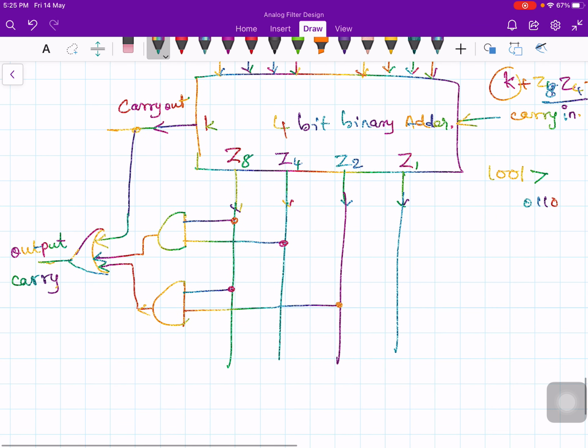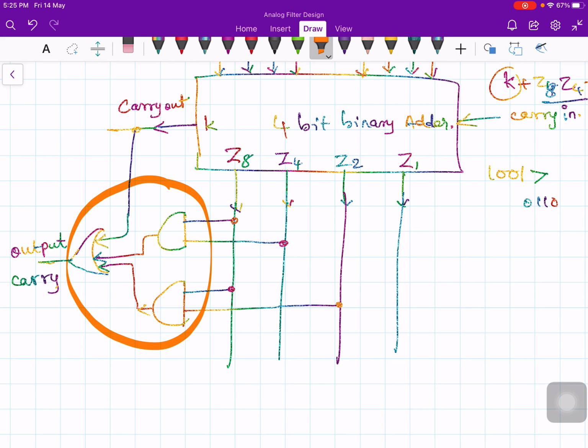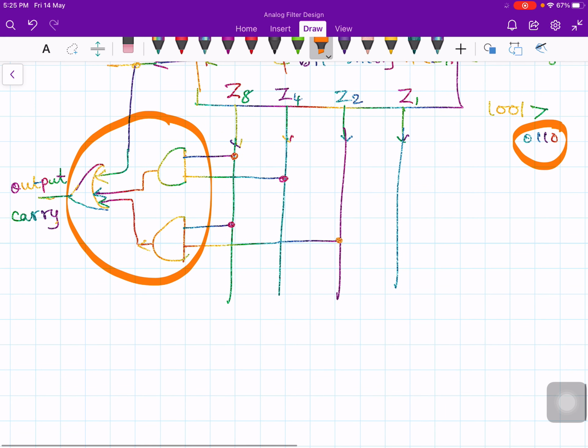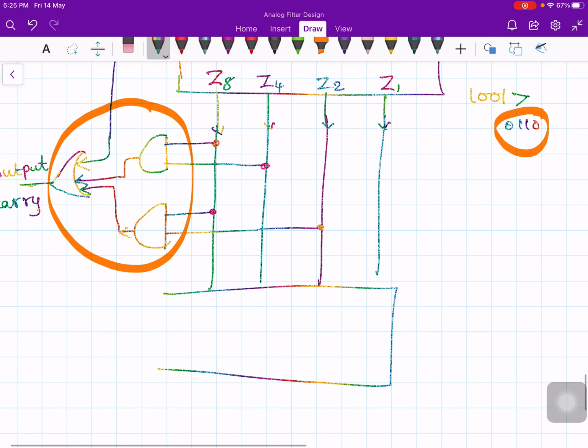So what is the purpose of this combination circuit? It adds this 0 1 1 0 whenever the output exceeds 9. Okay, so again give this to the parallel adder.